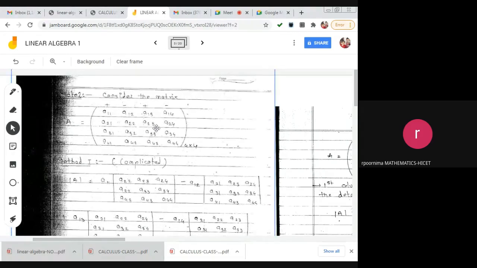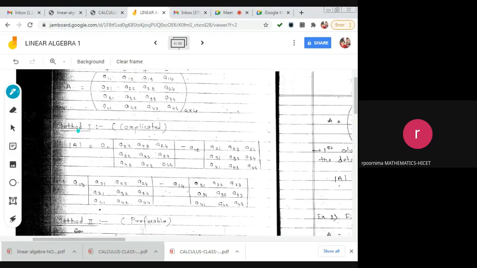So we just consider the 4 by 4 matrix. It is a general matrix of 4 by 4. It is A11, A12, A13, A14, then A21, A22, A23, A24. The third row A31, A32, A33, A34. And the fourth row A41, A42, A43, A44. It is a 4 by 4 matrix.